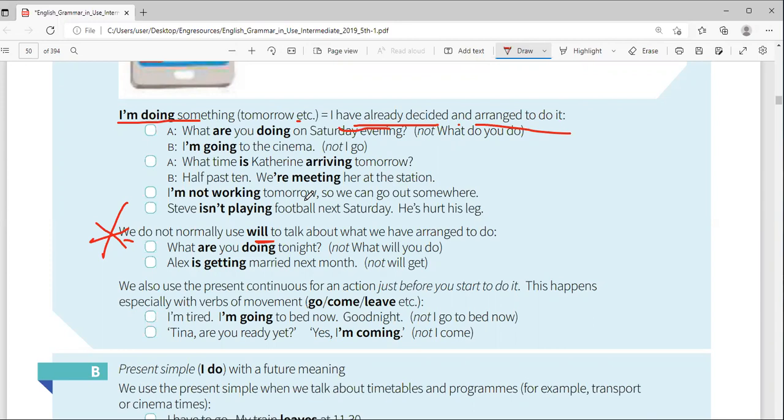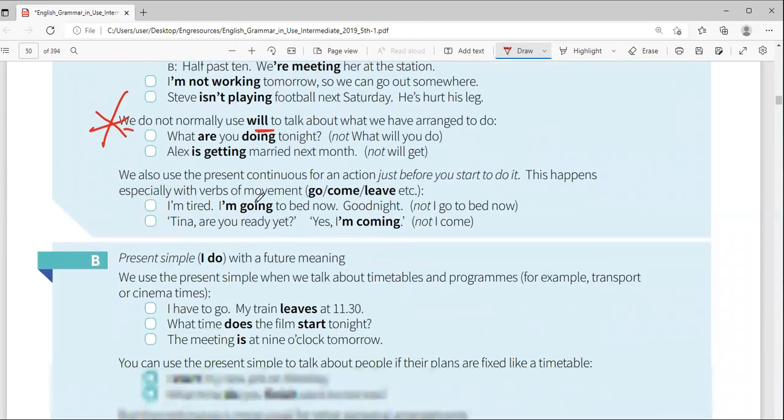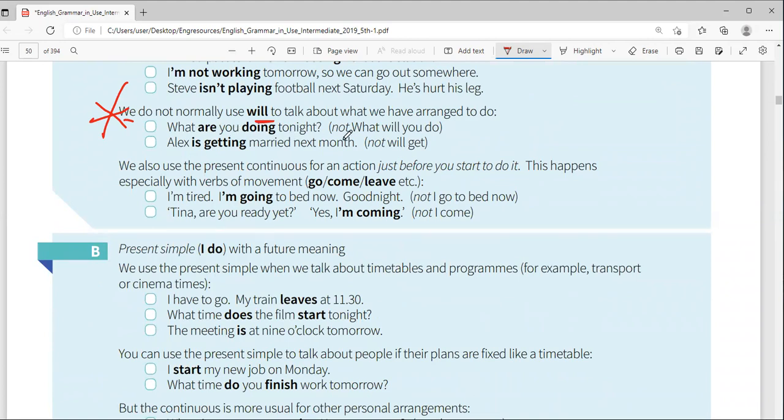Will is something different. Will is only for announcing a decision, which you'll come and see in a few days. What are you doing tonight? Don't say, what will you do tonight?